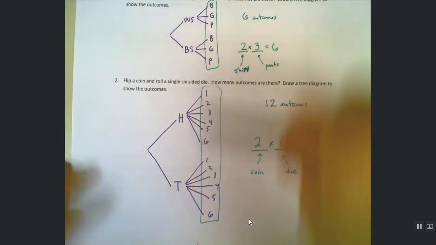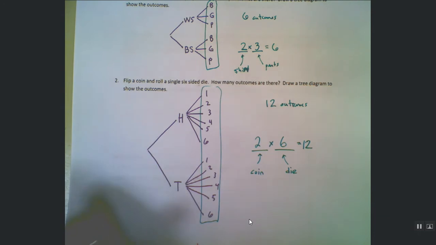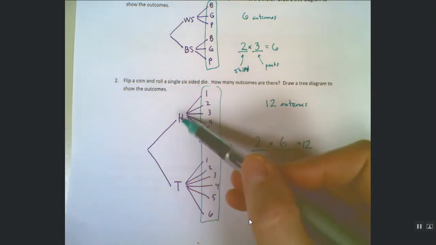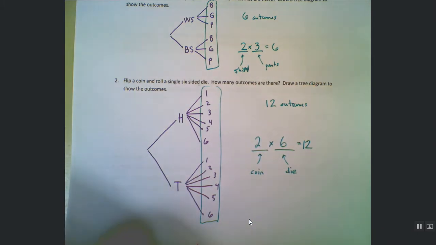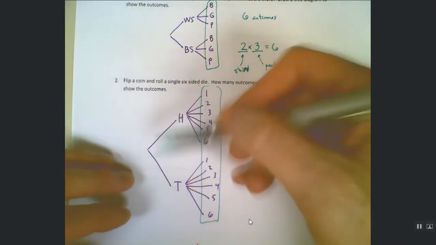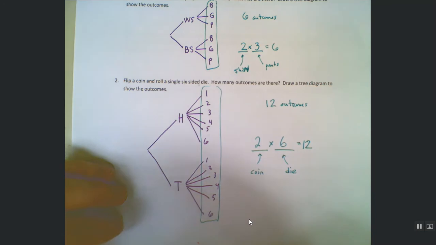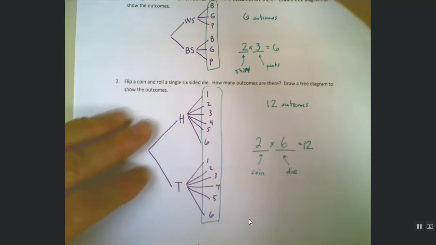Drawing tree diagrams is helpful. It's good for visualizing. You can see how many have where you get a head first and then a 6, so you can figure out probabilities very easily. The one issue with them is that they get quite large quite fast, and if we start getting into really complex problems, drawing a tree diagram is not going to be helpful at all.